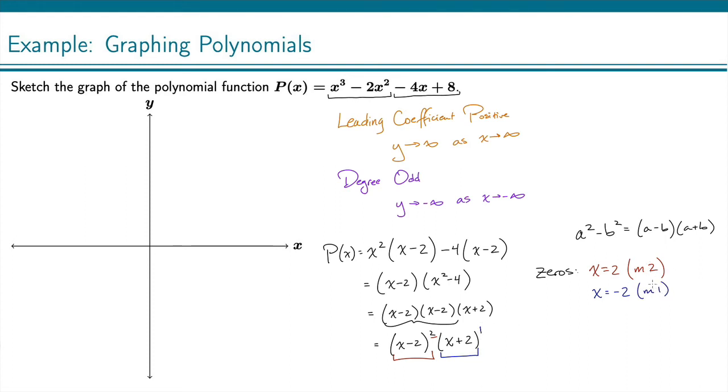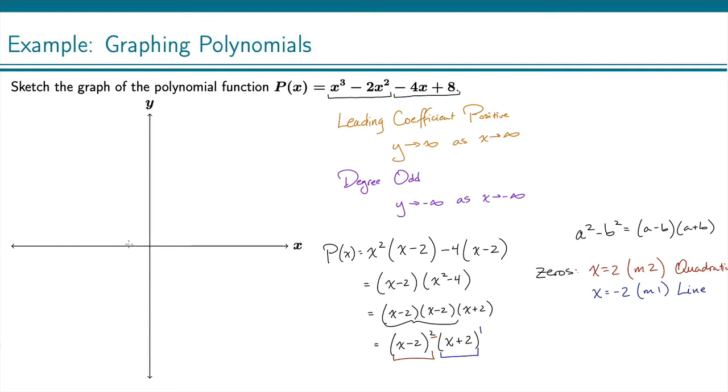And these multiplicities tell me what type of function the graph looks like around that zero. So near x equals 2, I have a multiplicity of 2, and a polynomial of degree 2 is a quadratic. So this is going to look like a quadratic. And then negative 2 has a multiplicity of 1, and a polynomial of degree 1 is a linear function. So that's going to look like a line. And then we're ready to graph this.